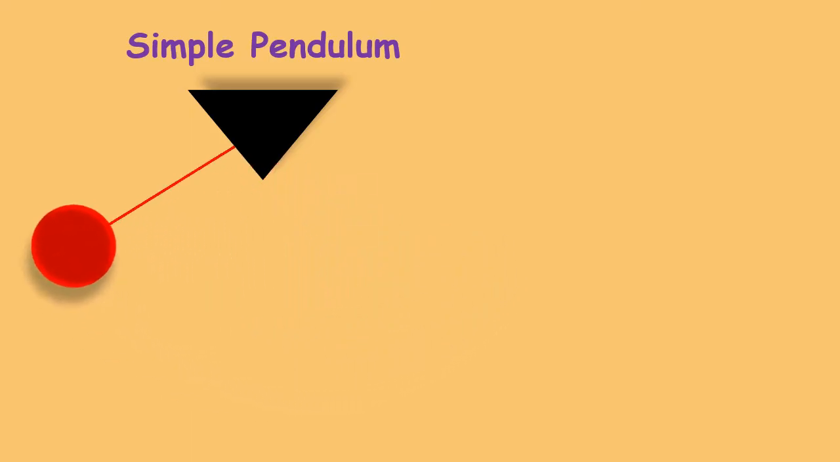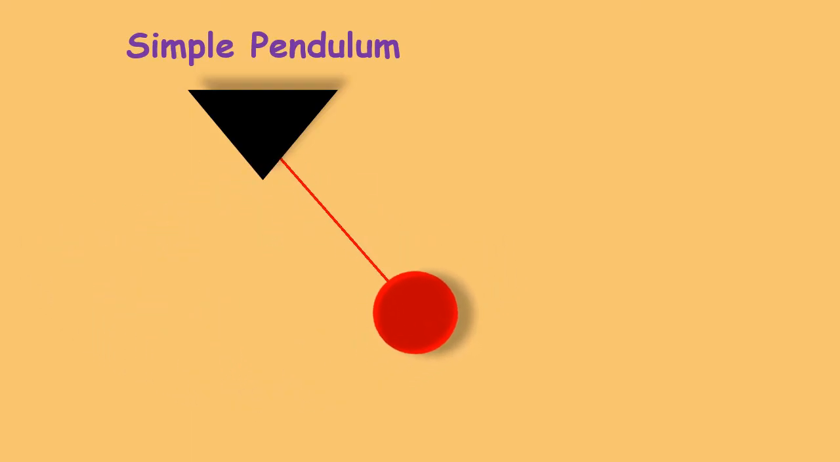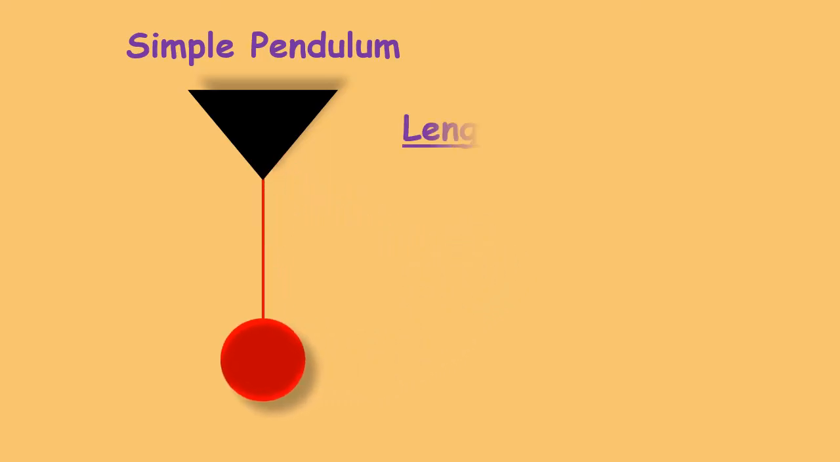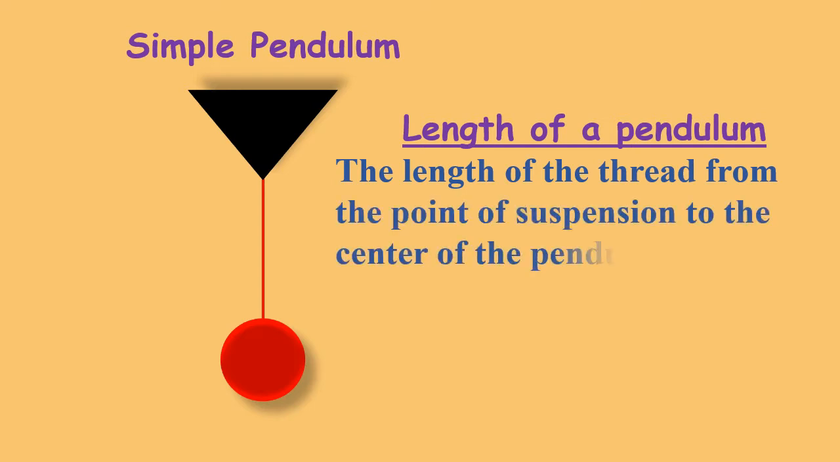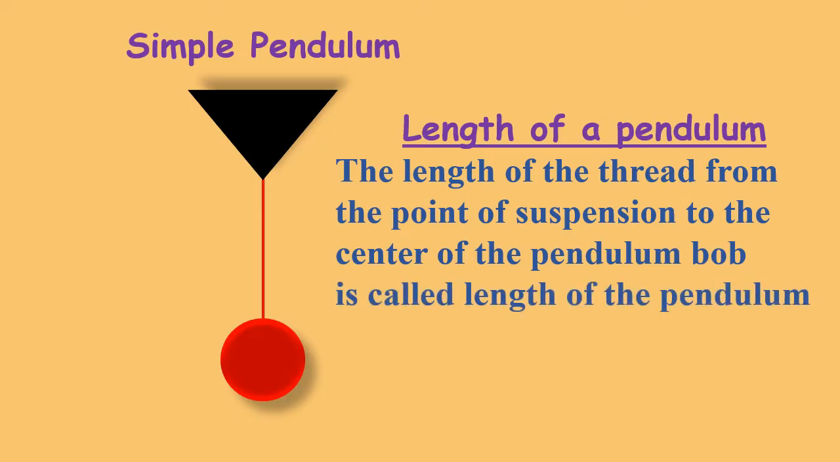Now the first term related to a pendulum is the length of a pendulum. The length of the thread from the point of suspension to the center of the pendulum bob is called the length of the pendulum.